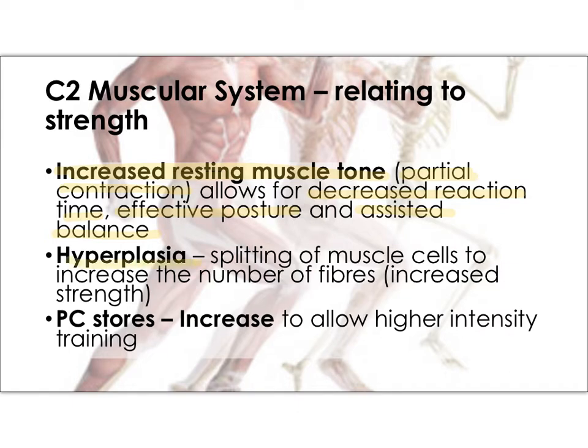Hyperplasia means that we are splitting the muscle cells. So our myosin and actin are splitting and almost doubling. So it increases the number of fibres that we have. And if we can increase the number of fibres, of course, we're going to have increased strength and all of those sporting advantages that we get with that, like I mentioned before, with the rebound and the kicking.